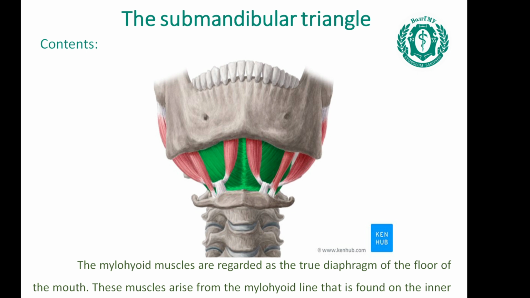The mylohyoid muscles are regarded as the true diaphragm or the floor of the mouth. These muscles arise from the mylohyoid line that is found on the inner surface of the mandible and insert into the body of the hyoid bone itself.